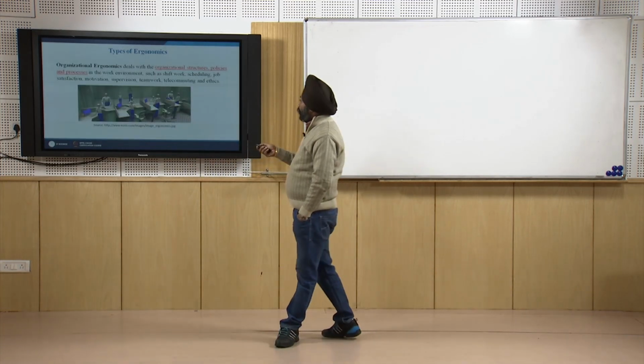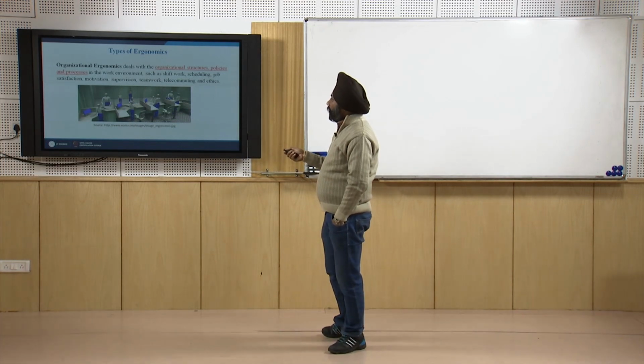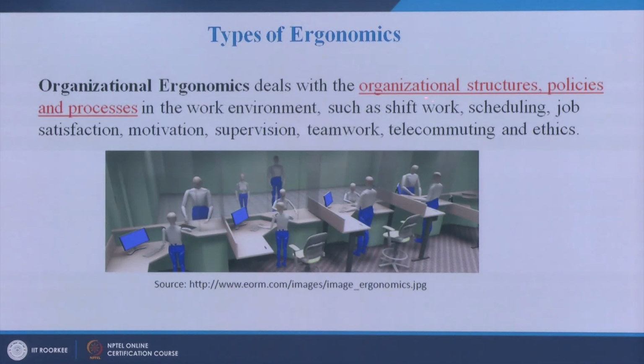A third type of ergonomics is organizational ergonomics. It deals with the organizational structures, policies and processes in the work environment, such as shift work, scheduling, job satisfaction, motivation, supervision, teamwork, telecommuting and ethics. So here we can see a number of people working together who are interacting with each other.